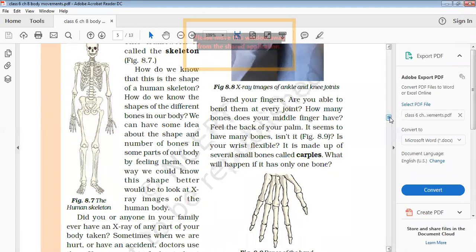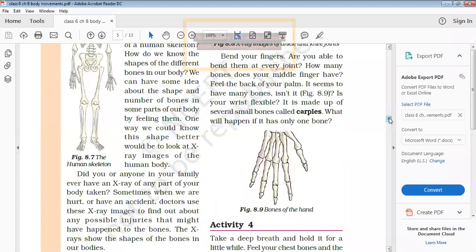So you can observe your finger, you can bend your fingers. You will observe that you can't bend your fingers at every part. You can bend your fingers at 2 points only.